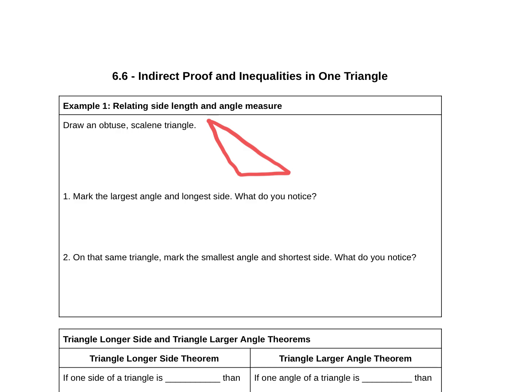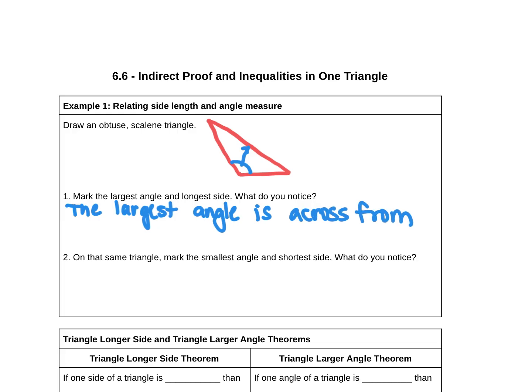What do you notice? Well, if I'm looking at my triangle here, the largest angle is definitely going to be the obtuse angle. And if I look across from it, it is going to be across from the longest side. So I notice that the largest angle is across from the longest side.